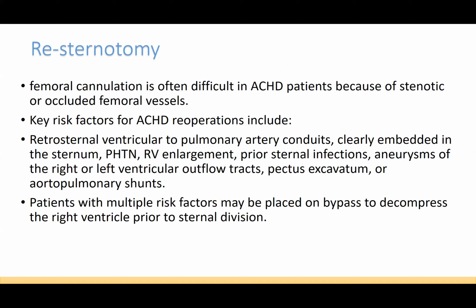Key risk factors for reoperation in adult congenital include a right ventricular to pulmonary artery conduit that will be clearly embedded in the sternum, sometimes pulmonary hypertension, RV enlargement, prior sternal infection, aneurysms of the right or left ventricular outflow, pectus excavatum, or aortopulmonary shunts. Also, patients with multiple risk factors may be placed on bypass to decompress the right ventricle prior to sternal division.